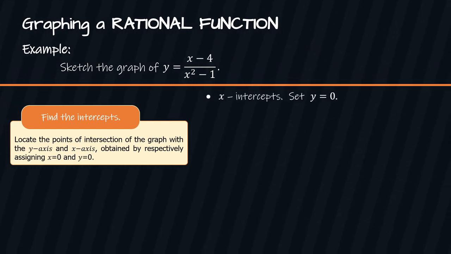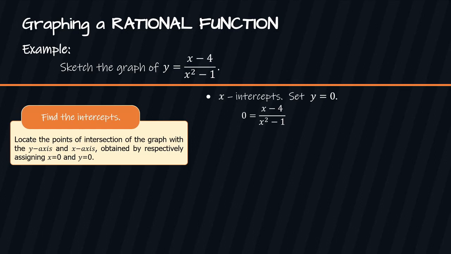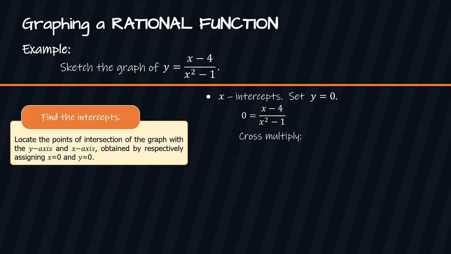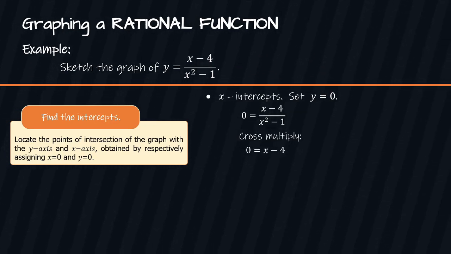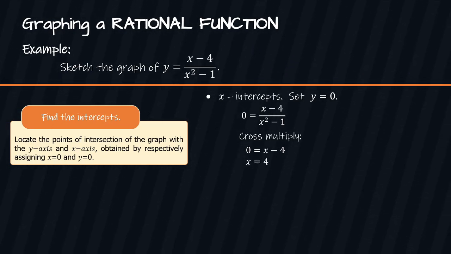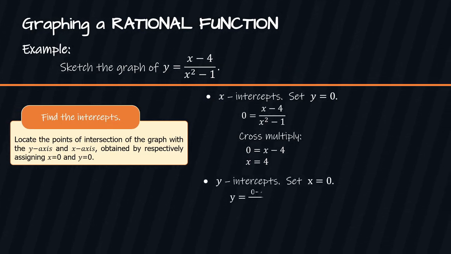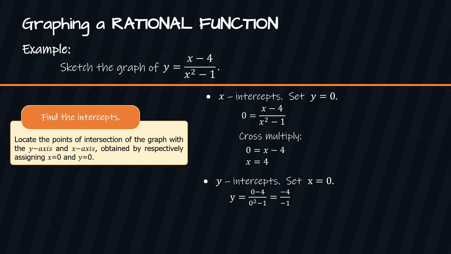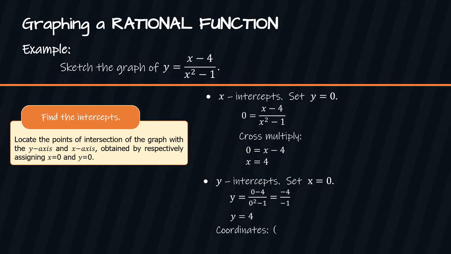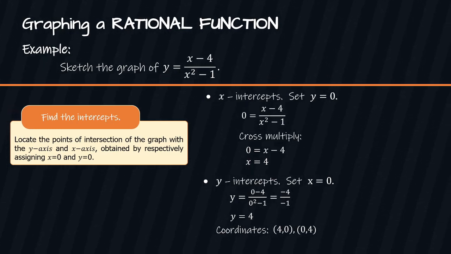So first, the x-intercepts. We set y equals 0. Then by cross multiplication, we've got 0 equals x minus 4. Therefore, x equals 4. Next is the y-intercept. Set x equals 0. We get, therefore, y equals 4. In coordinates, we have (4, 0) and (0, 4).